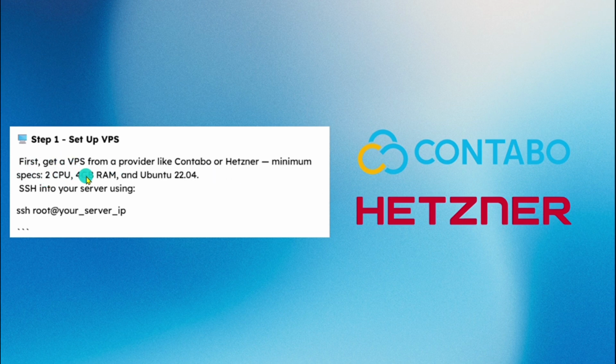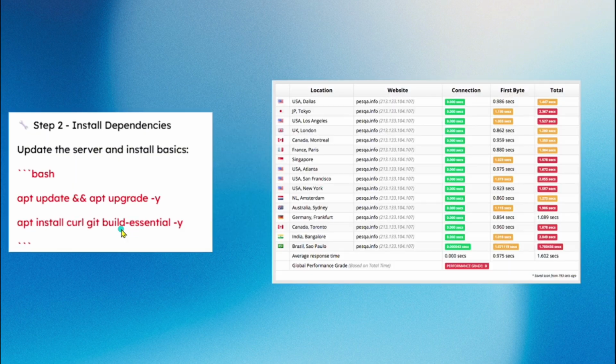First, get a VPS, of course, from a provider like Kuzco or Hetzner, with minimum specs of 2 CPU, 4 GB RAM, and Ubuntu 22.04. SSH into your server using this prompt right here.